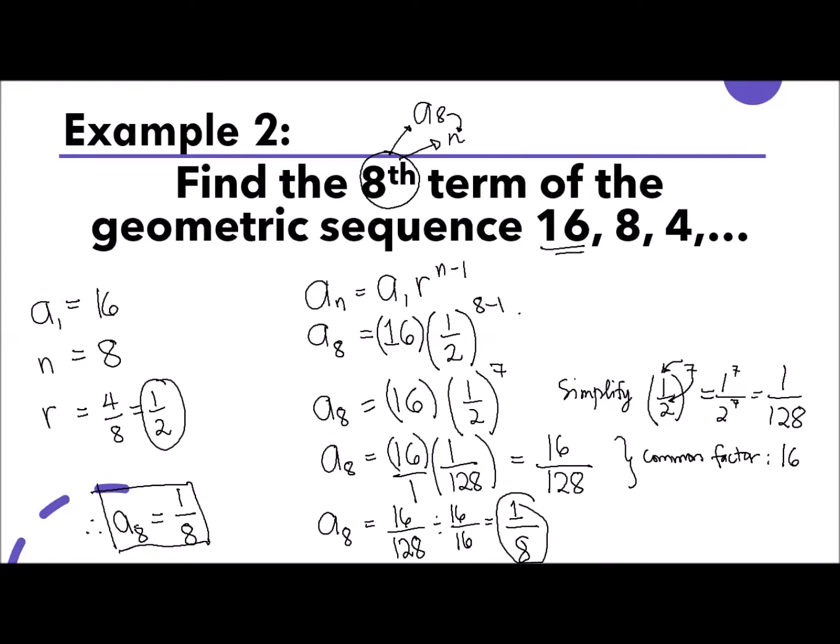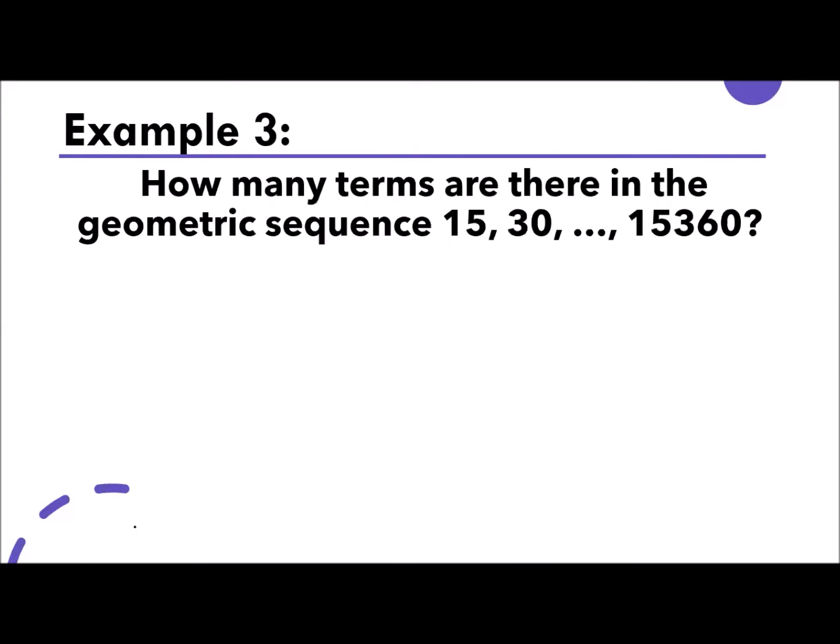Okay? Is that clear? So we need to practice solving fractions and exponents right now. So let's have the third example. How many terms are there in the geometric sequence 15, 30, and so on until you reach 15,360? Like what I've said to you in the arithmetic sequence, once we deal with how many terms, what is missing again?